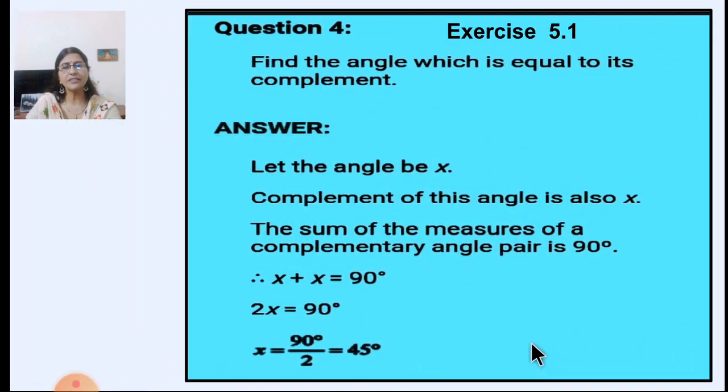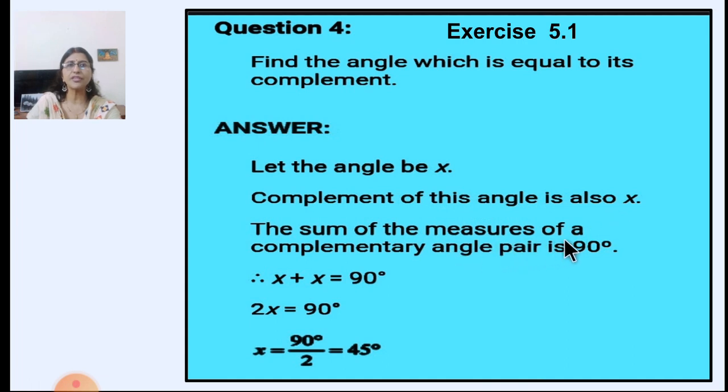Now children, we will do some questions of exercise 5.1. In the last session we have done till question number 3. Now we will start with question number 4. Find the angle which is equal to its complement. So let the angle be x. The complement of this angle is also x.